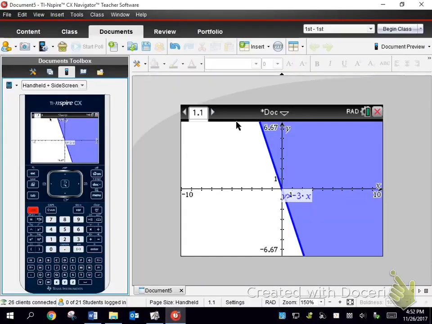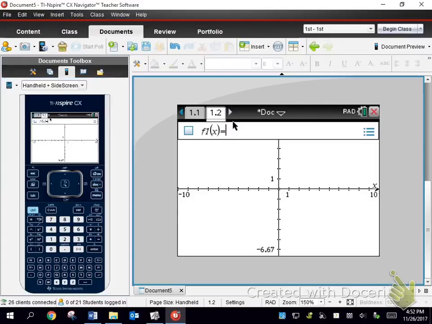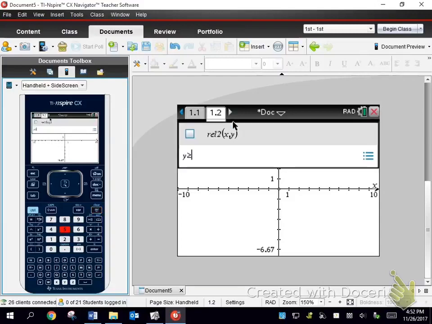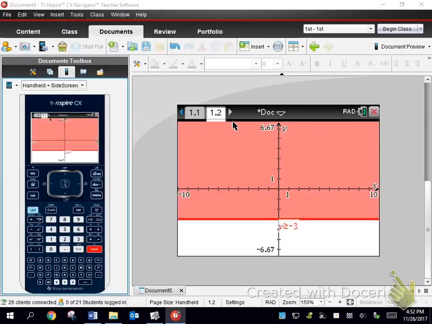So I'm going to do Control Doc, and I'm just going to add it this way. So number 2, delete. I want y greater than, or equal to, that would be 5. Y greater than or equal to -3. Enter. And there you go. It looks just like it.